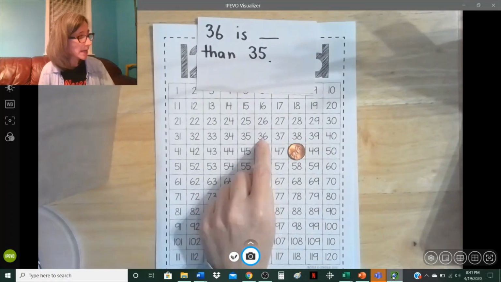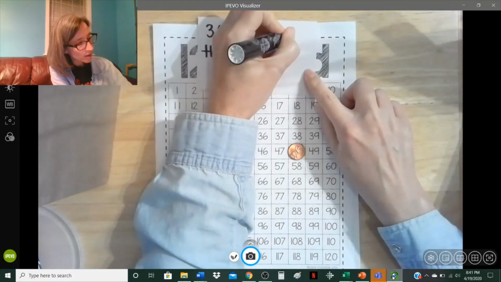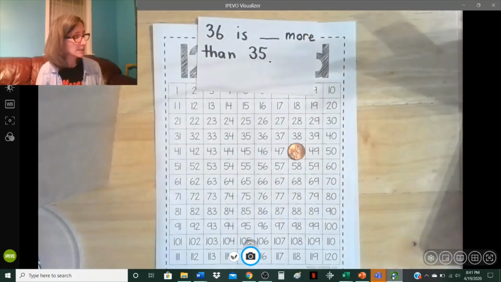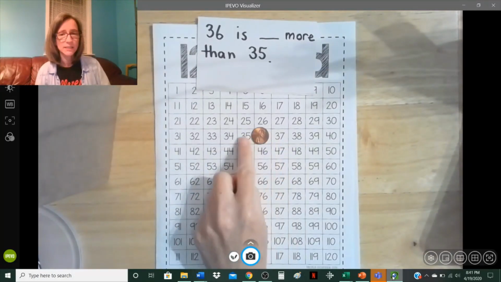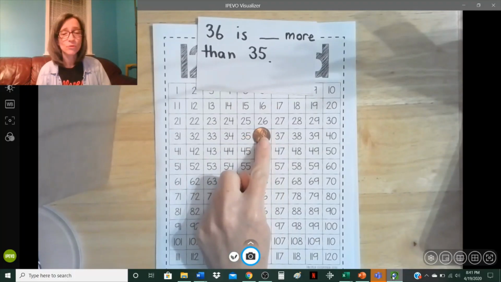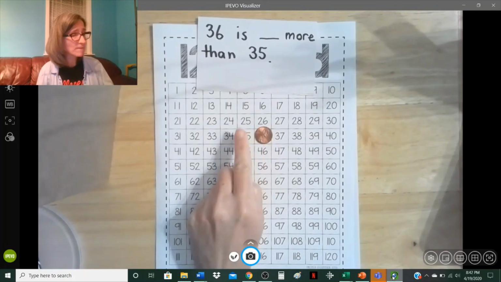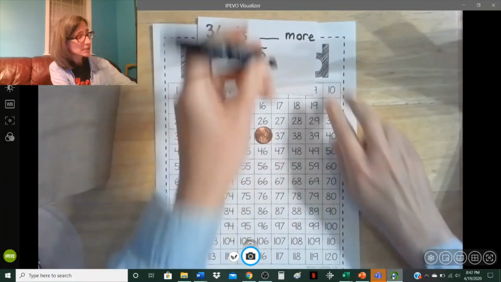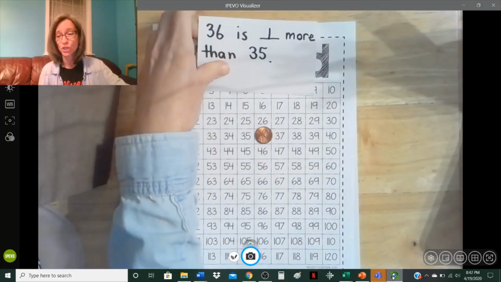36 is blank more. Whoops, Miss Dow forgot the word more. 36 is blank more than 35. 36 is right next to 35. I don't have to move my finger many times to get from that number to this number. How much more is 36 than 35? They're next to each other, so I only had to move my finger once. 36 is 1 more than 35. If you said 1, you are correct.